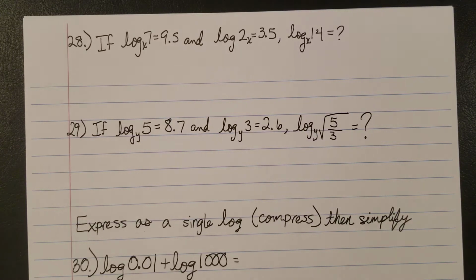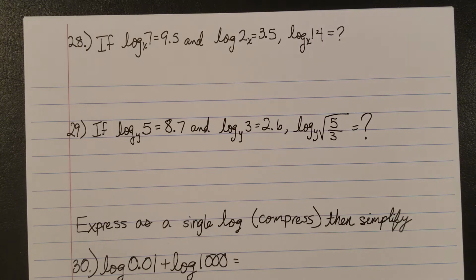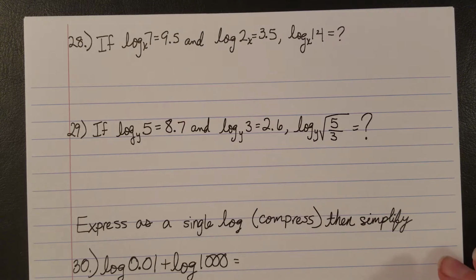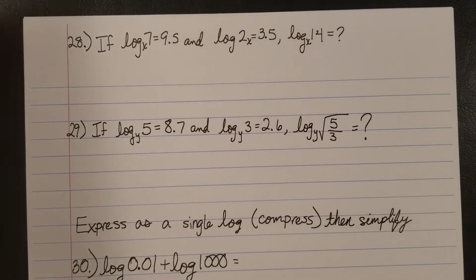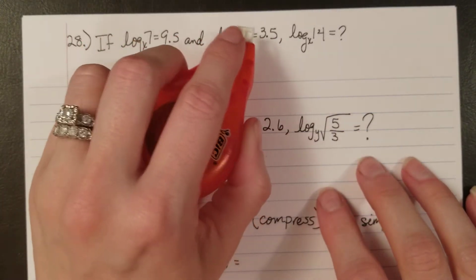All right, this is part D, so the fourth video for section 4.3. And here we are. We have a couple of interesting little questions here on number 28, 29. So it says if log base x of 7 equals 9.5 and log base x of 2 equals 3.5, then basically we want to evaluate log of 14 using that information.